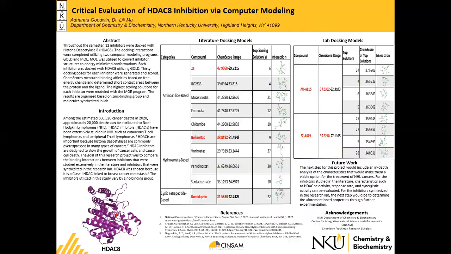But if we go back to the main poster, we can see that 2A overall had the best chem score and would likely be utilized for cancer treatments. And in the future, I plan on doing additional research from the literature on more characteristics such as HDAC selectivity, response rates, and synergistic activities to give a proper evaluation of which inhibitor would be the most promising for treatment.